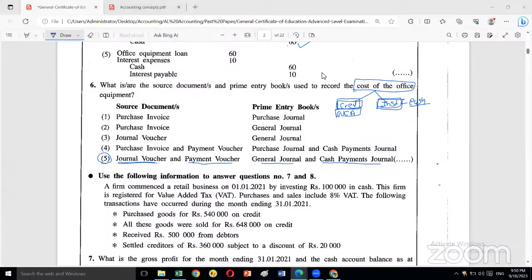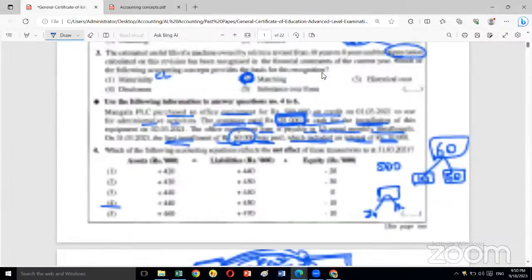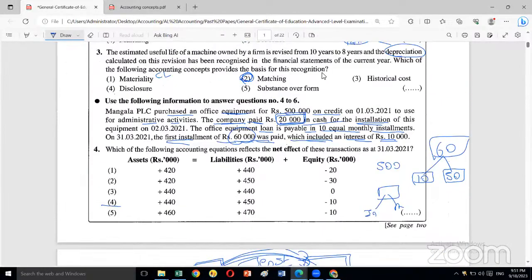What is the correct answer? Fifth one. See this, again I'll show you the question. I hope you all can remember this question. The cost of the office equipment includes two things. This 500,000 is also cost, this 20,000 is also cost. This 500,000 is the purchase price of the office equipment, this 20,000 is the installation, but total cost is how much?